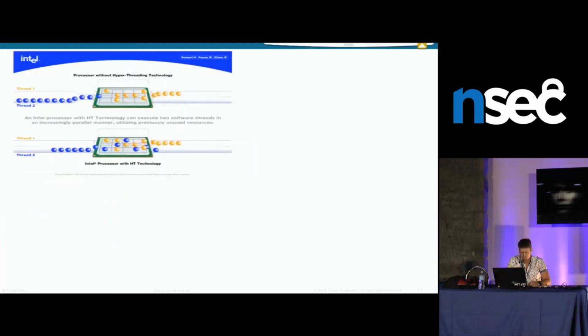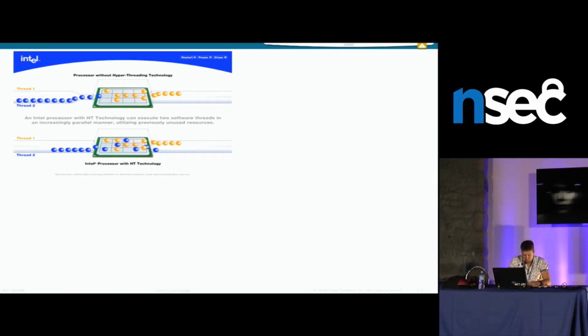Then I did some more research and found this nice picture from Intel. Basically, it shows that when you are running with hyper-threading enabled, some operations, instead of running in parallel, have to be serialized one after the other. That's the picture showing that.